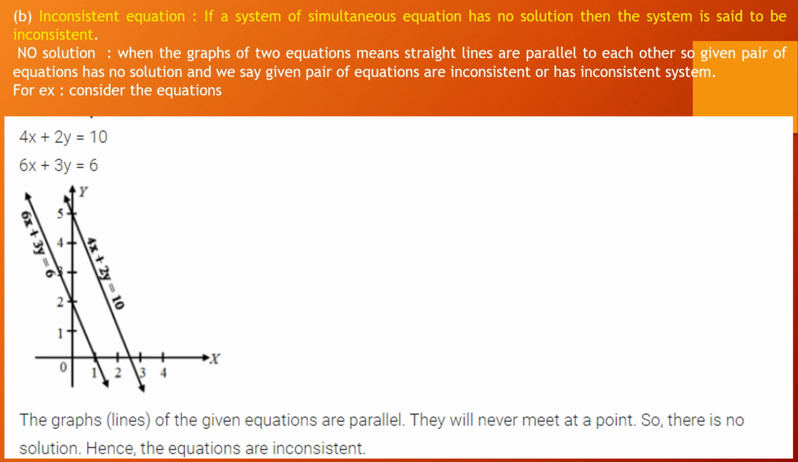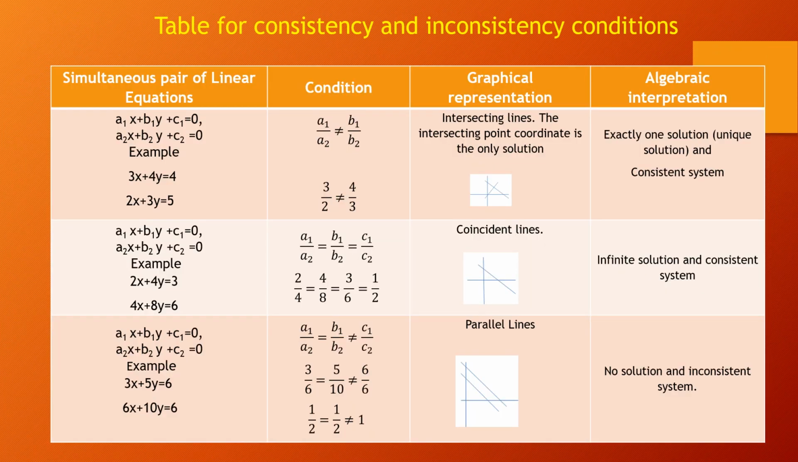other. When the lines are parallel, it means they will never meet at a point, so there is no solution. And when there is no solution, it means the given equations are inconsistent. After discussing the consistent and inconsistent equations, if we compare the coefficients of the two equations, we get conditions which help us directly find the consistency or inconsistency of a given pair of equations.